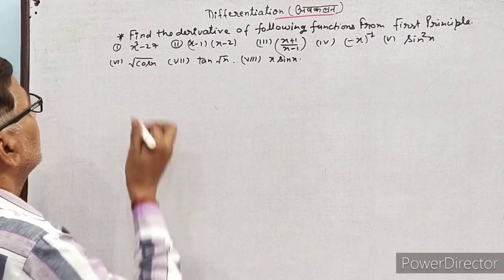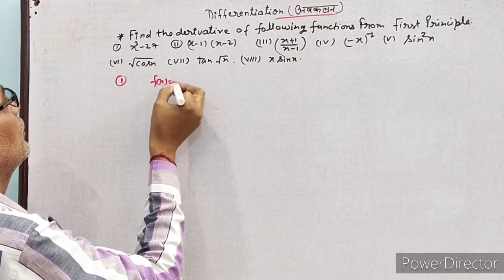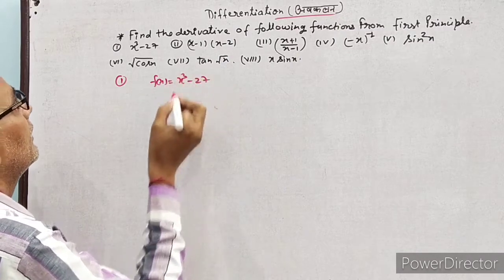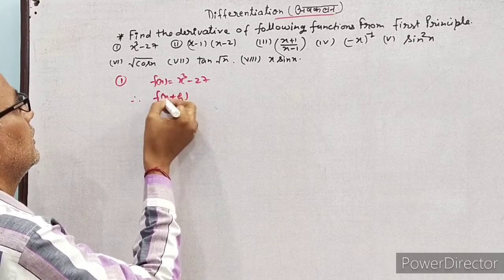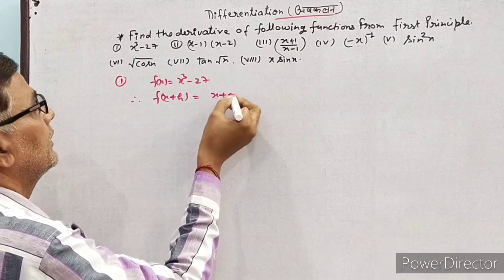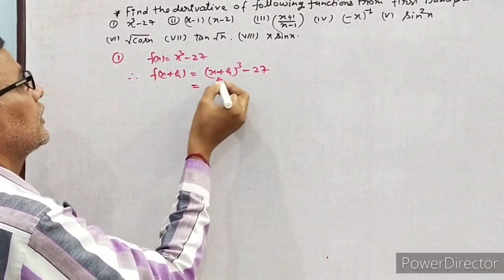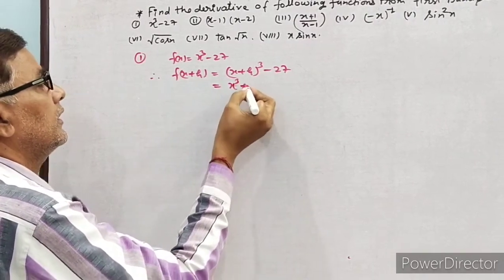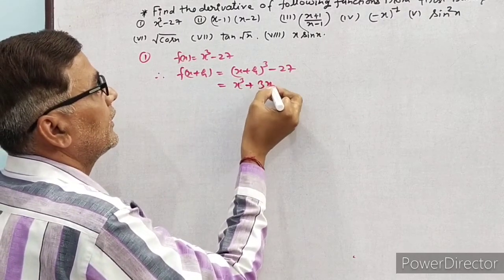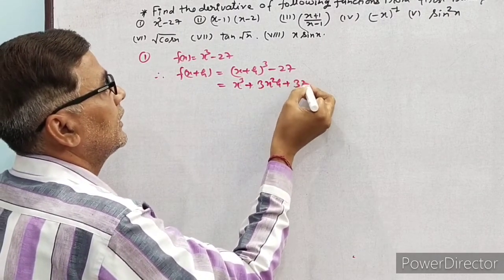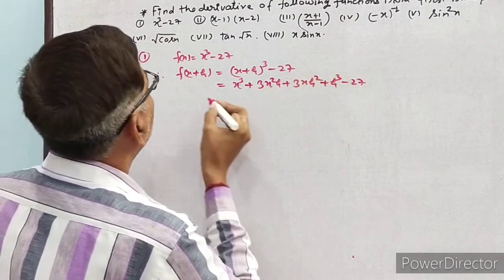The first question is, here we have f(x) is equal to x cube minus 27. Now we have to put x plus h in place of x. We have here (x plus h) whole cube minus 27. Now expand this by using the relation (a plus b) whole cube, that is x cube plus 3x square h plus 3x h square plus h cube minus 27.